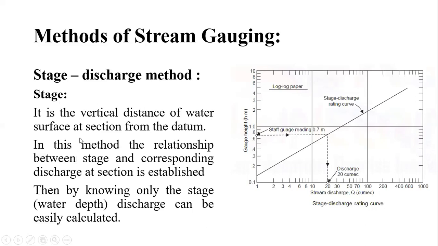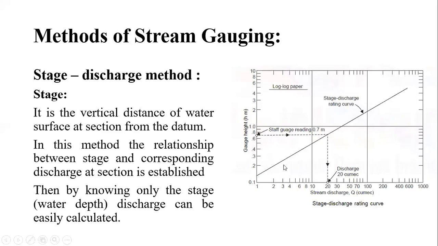A stage is nothing but the water height, and we develop a relationship between the water height or depth of the water and the discharge at a section. Then, by having that equation, we just measure the height or depth of the water, put that water depth in the equation, and get the discharge.